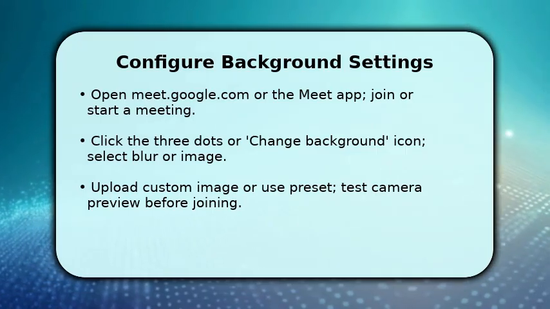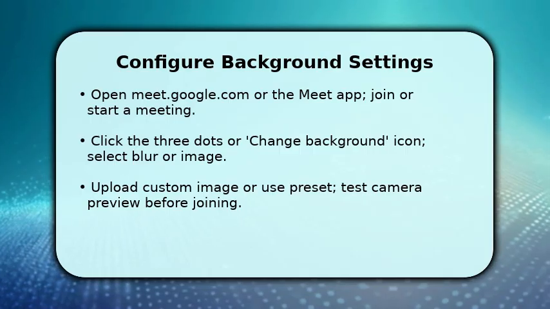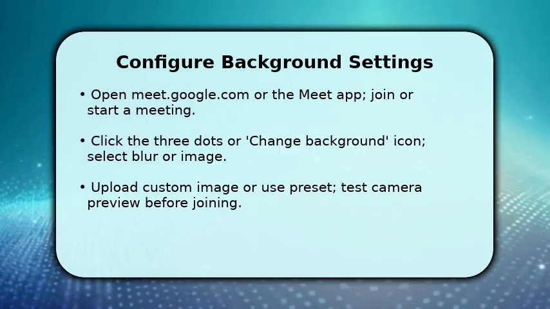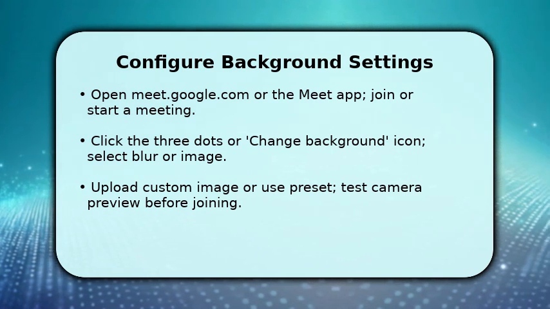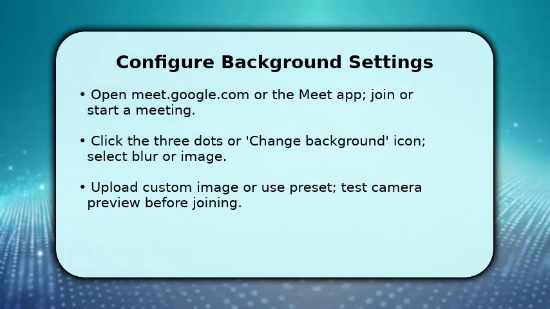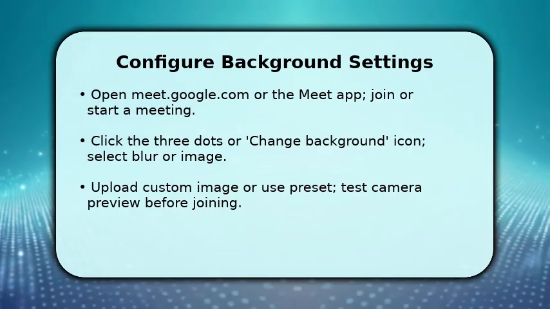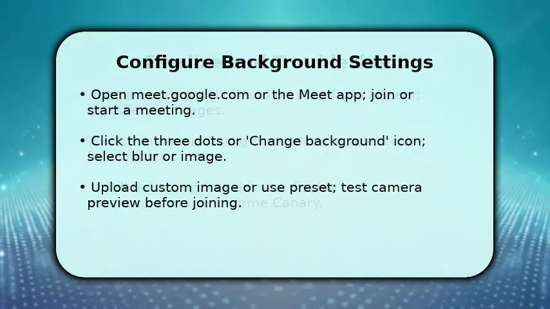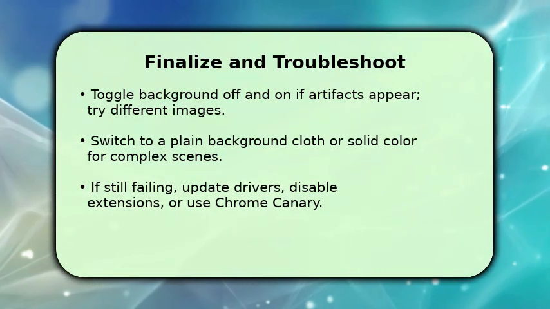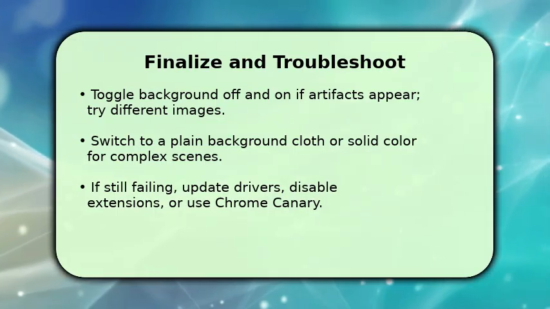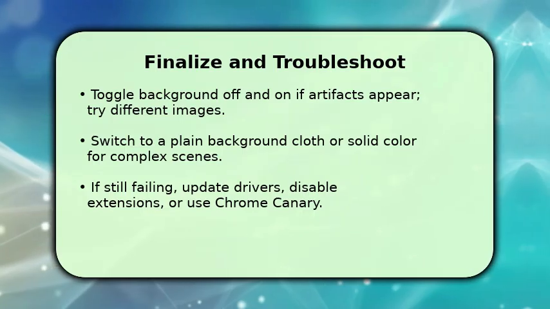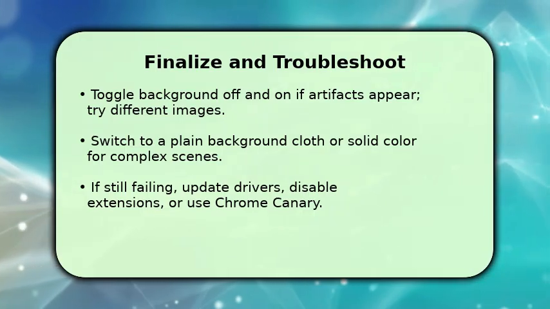background processing. After selecting a background, inspect the camera preview to confirm edges look natural and motion is stable before continuing. Finish by verifying performance during live movement. If you see artifacts or jitter, toggle the background off then on, or choose a simpler image to reduce processing. If complex room patterns confuse detection, place a plain backdrop or solid-colored sheet behind you to improve segmentation.